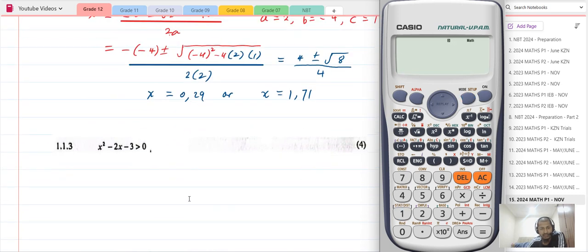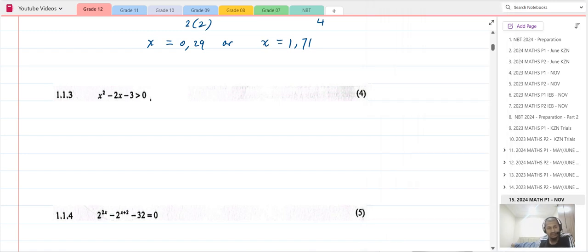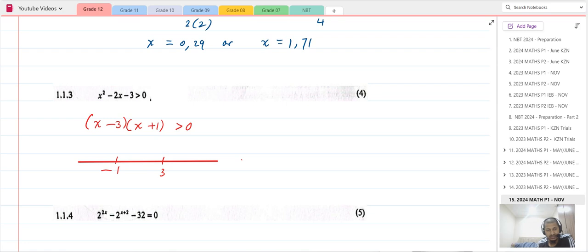We have x squared minus 2x minus 3 is greater than 0. This is a quadratic inequality, so we will factor this out. x minus 3 times x plus 1 is greater than 0. You can draw a number line, or you can use a graph. The critical values are negative 1 and 3, and you can go plus, minus, plus, or you can draw a graph of a happy face. So this is positive, negative, positive.